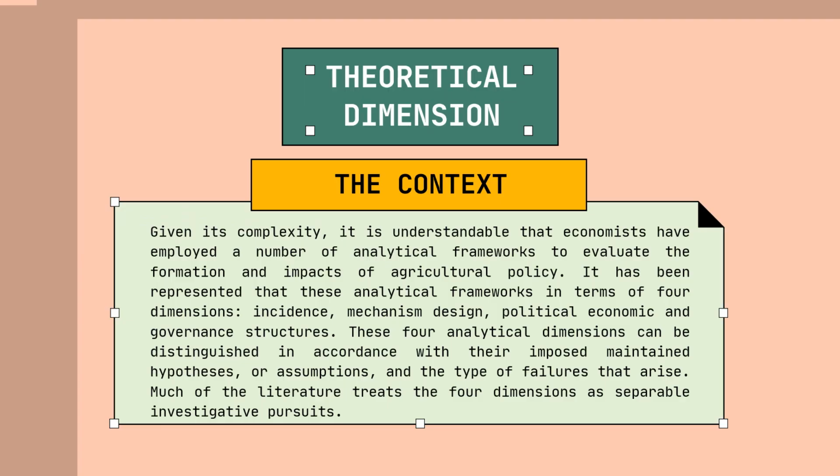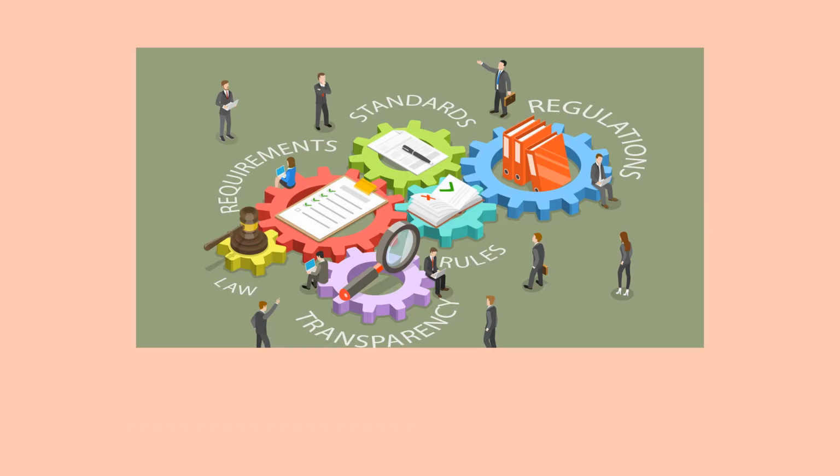Theoretical dimension, the context. Given its complexity, it is understandable that economists have employed a number of analytical frameworks to evaluate the formation and impacts of agricultural policy. These frameworks have been presented in terms of four dimensions: incidence, mechanism, design, and political, economic, and governance structures. These four analytical dimensions can be distinguished in accordance with their imposed maintained hypothesis or assumption and the type of failures that arise. Much of the literature treats the four dimensions as separable investigative pursuits.